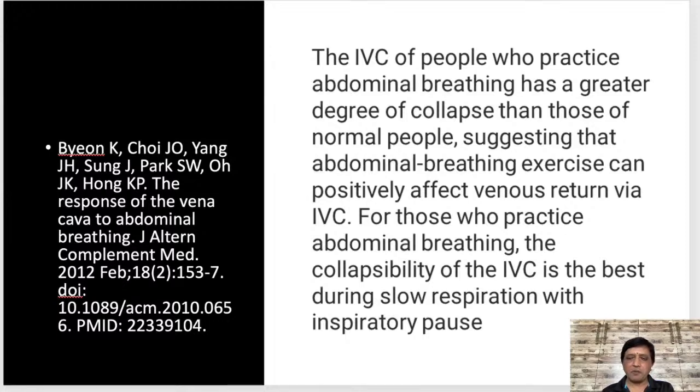For those who practice abdominal breathing, the collapsibility of the IVC is best during slow respiration with inspiratory pause. That is, you have to inhale slowly, then observe the transition between inhalation and exhalation, then slowly exhale, make the exhalation longer by way of contracting the abdominal muscles. That would greatly help. So, this is a very useful thing for better circulation.